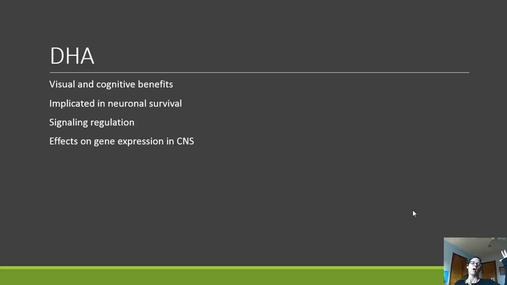So I kind of went on and on about EPA, but we also have specific benefits of DHA. DHA plays a critical role in the visual and cognitive benefits that we attribute to omega-3s. And it's also implicated in neuronal survival and in signal regulation, including in the brain. And it can even have effects on gene expression in our central nervous system.